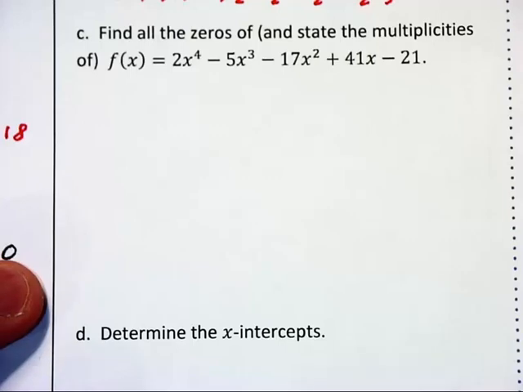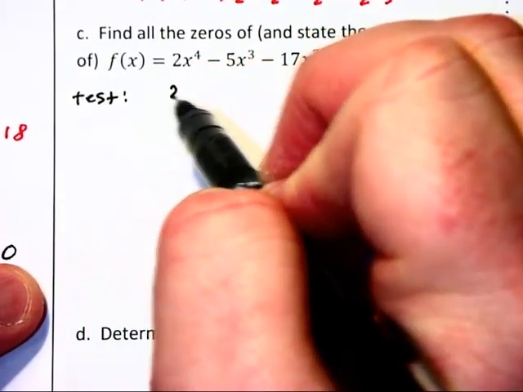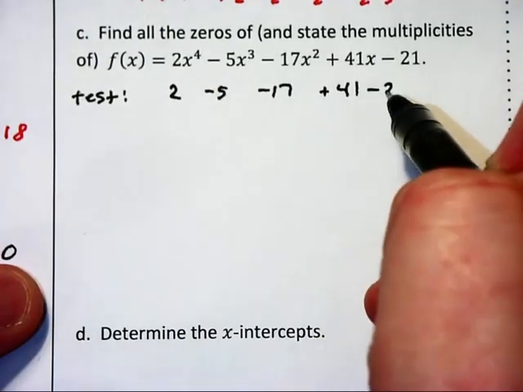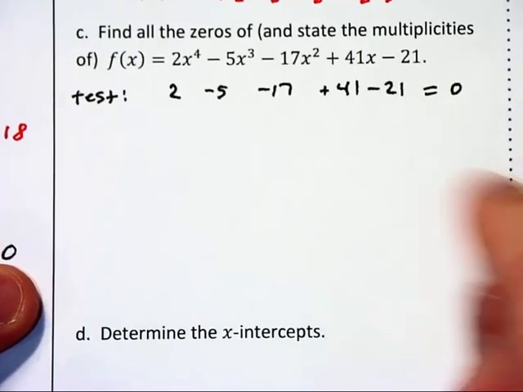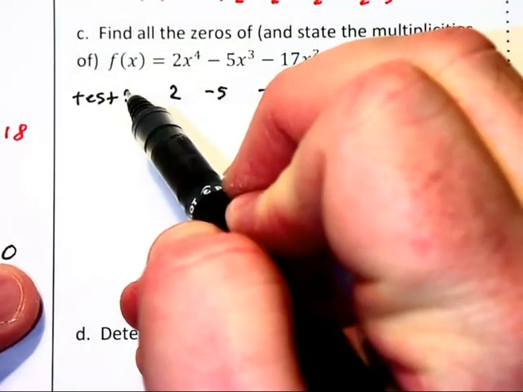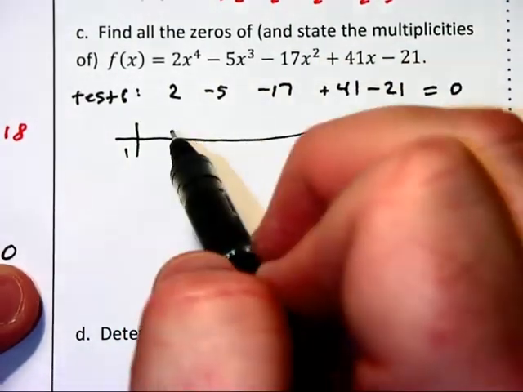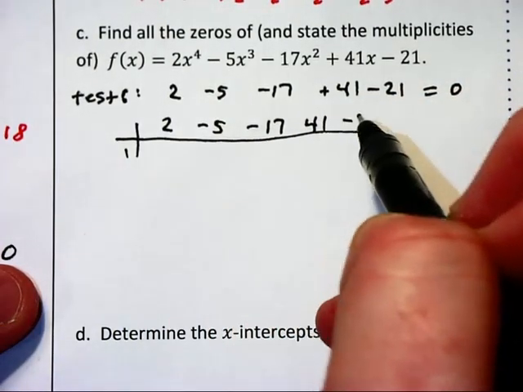Now find all the zeros of this function and state their multiplicities. Okay, let's start here. Let's test whether 1 is going to be a 0. We've got 2 minus 5 minus 17 plus 41 minus 21, and if you add those up, you do get 0, and that does say 1 will be a 0. Test 1. So let's put 1 in. Let's write our polynomial, 2, minus 5, minus 17, 41, and negative 21.